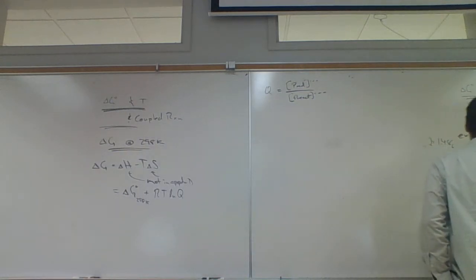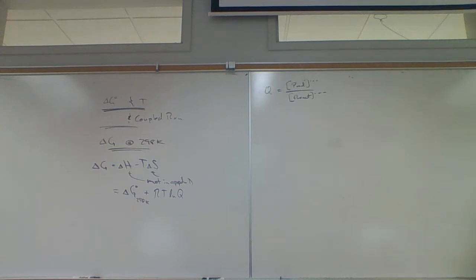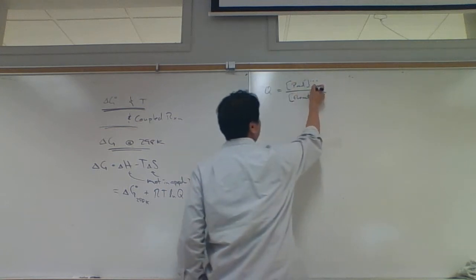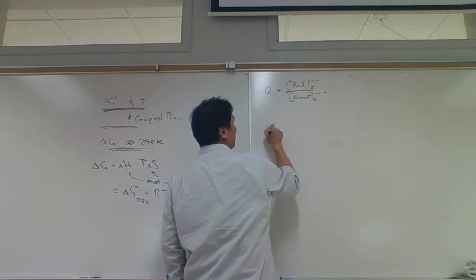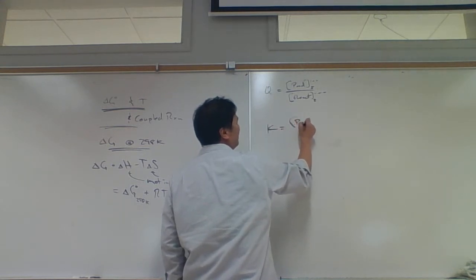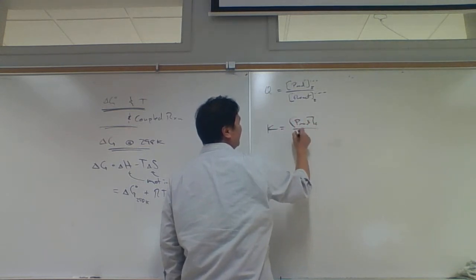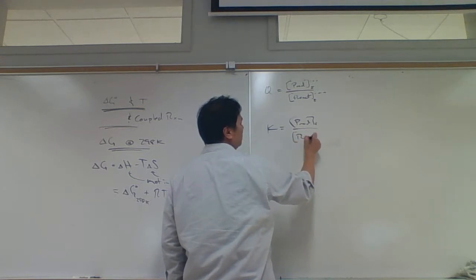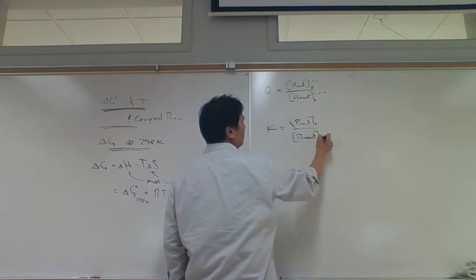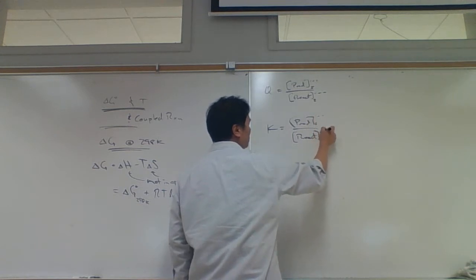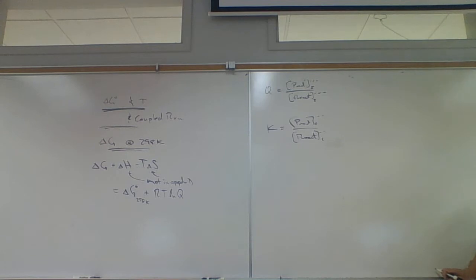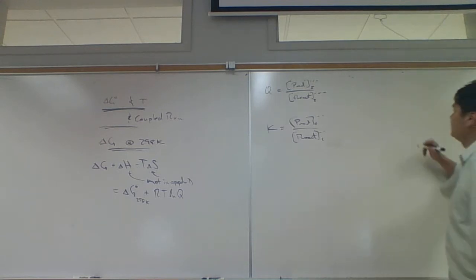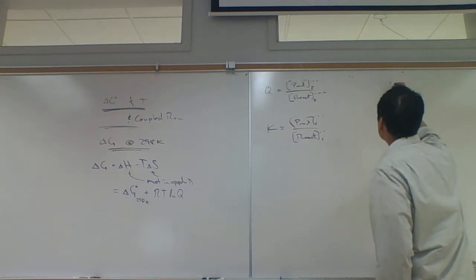Well, let's talk about Q in more detail. Q is the same thing as K. Q is usually the initial concentrations of the product and the reactant. K is the same thing, except it's the equilibrium concentrations of the product and the reactant, raised to their respective powers. And so let's see what these values are.